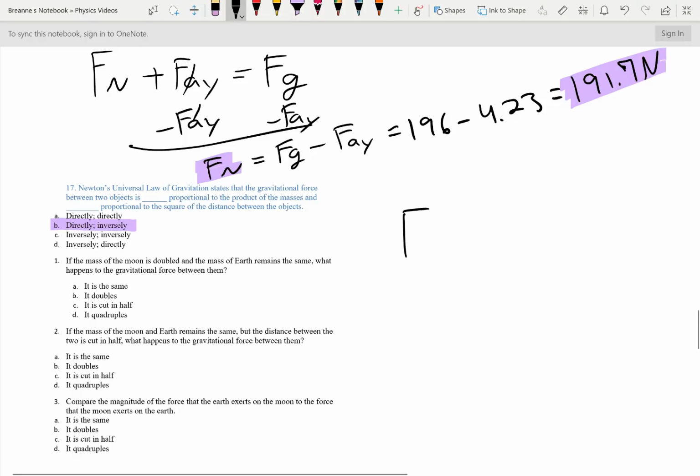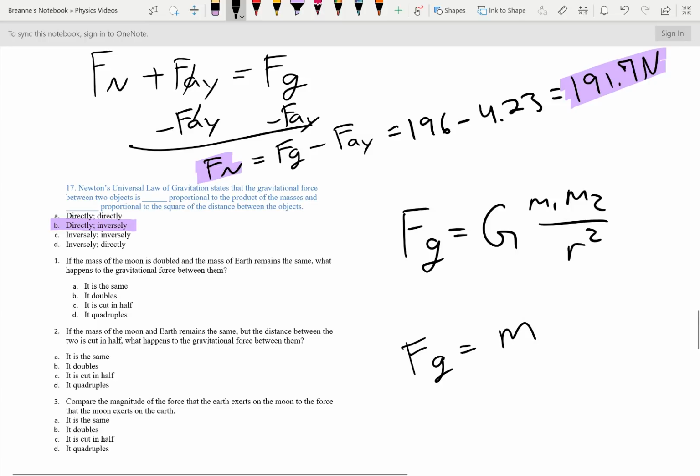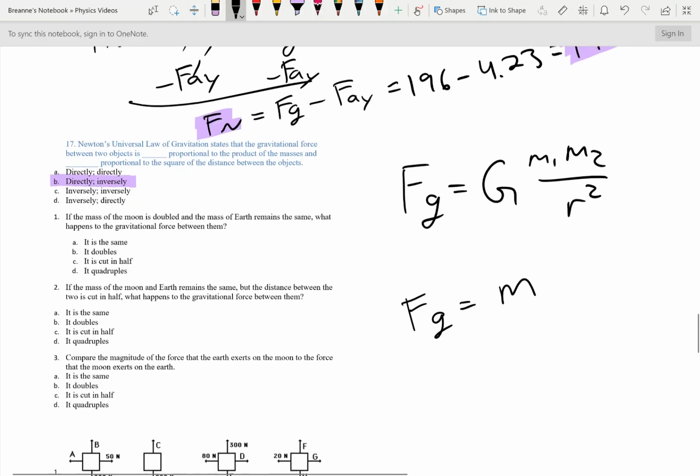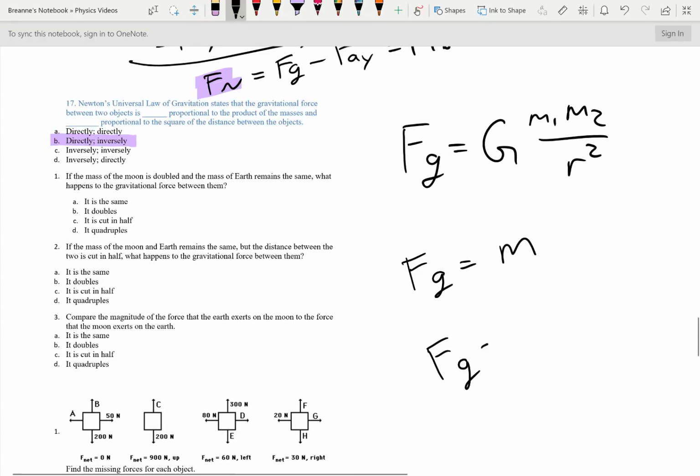Because if you look at your equation, G m1 m2 divided by r squared, you just look at your mass. Force of gravity and mass are both on top, so that's a direct relationship. If you look at your distance, it's on the bottom, so it's an inverse. And then you cannot forget about that squared. So it's actually an inverse squared relationship.